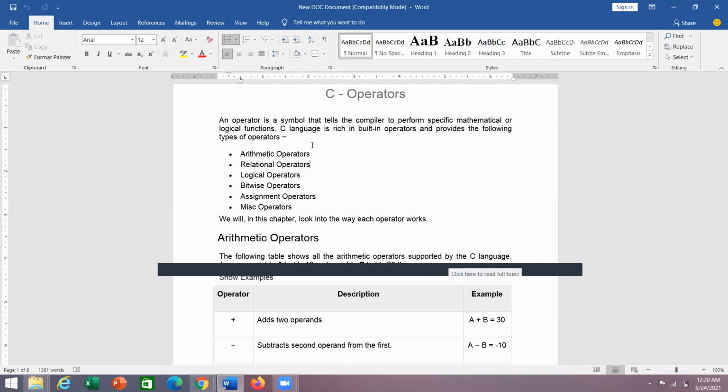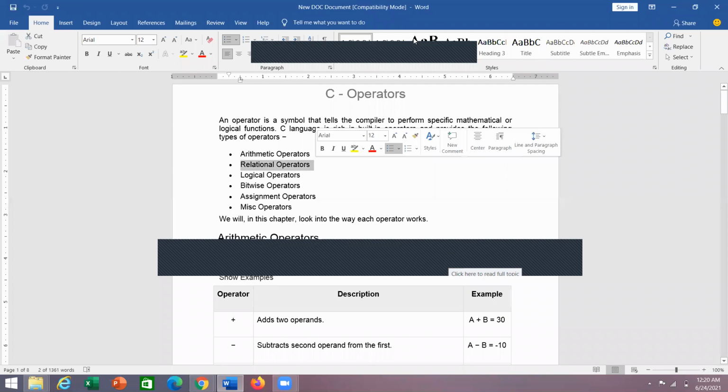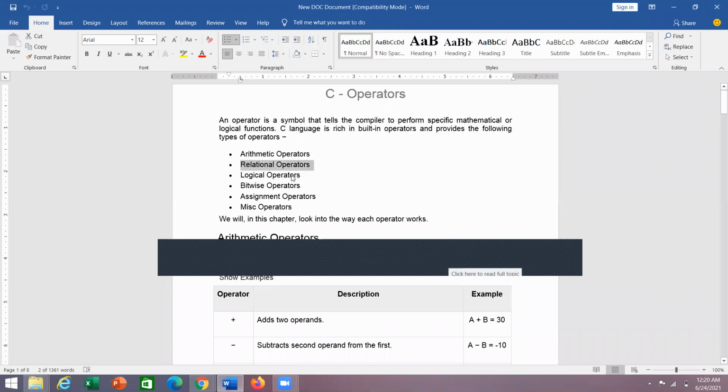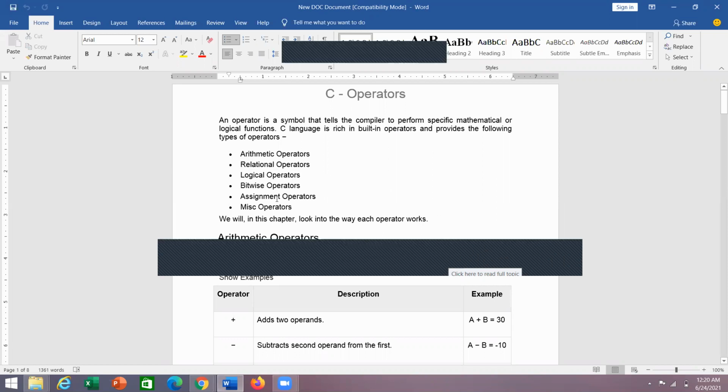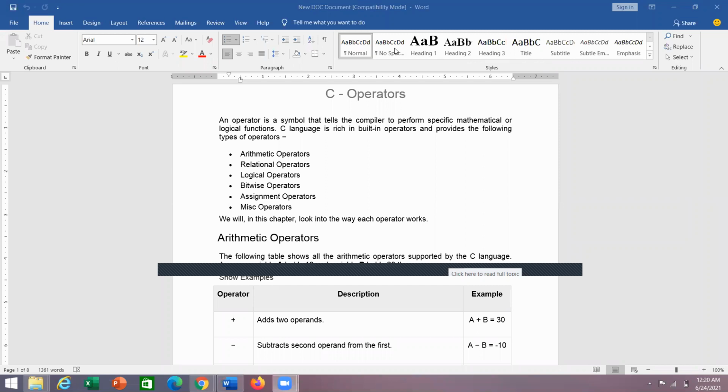C language is rich in built-in operators and provides the following types of operators: arithmetical operators, relational operators, logical operators, bitwise operators, assignment operators, and misc operators. These are the operators in C language.